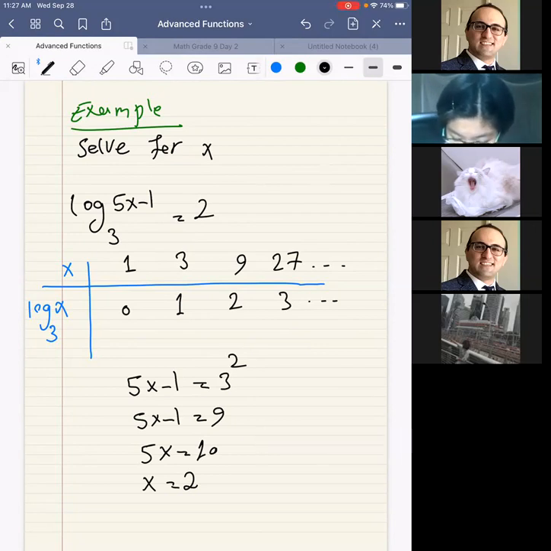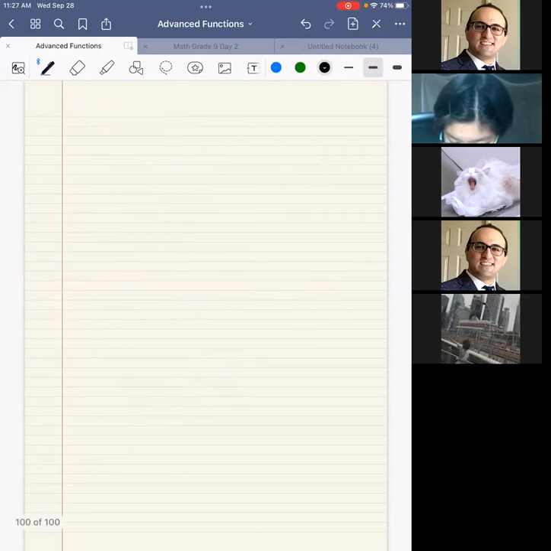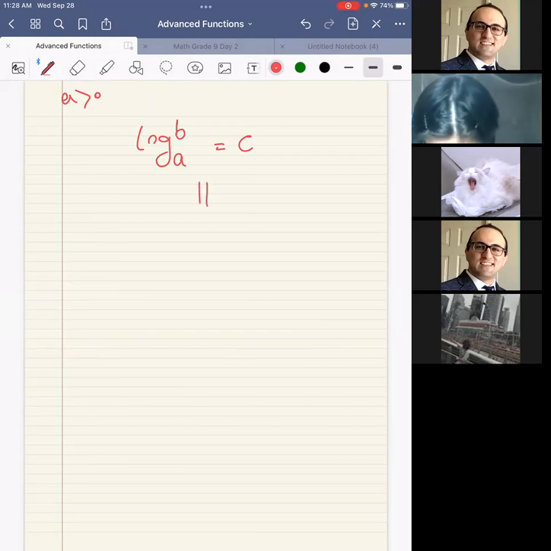So something to keep in mind, which is helpful. Let me write this formula for you. If I say that log of b with base a is equal to c, and remember that a has to be positive, then that's equivalent to b is equal to a to the power c.